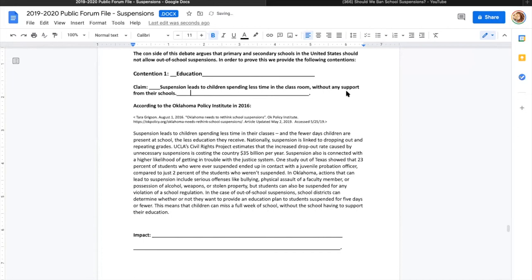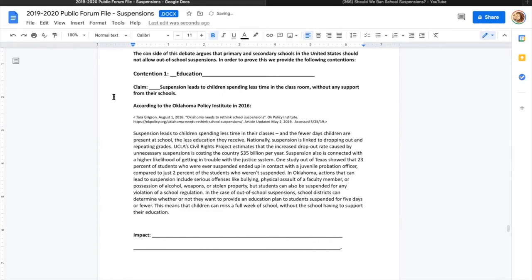All right. So after you write your claim, because like I said, you don't want to make it too long. It's going to be a 1 to 2 sentence summary of the card, right? Then you're going to do an impact. So what was the most impactful thing that you read?